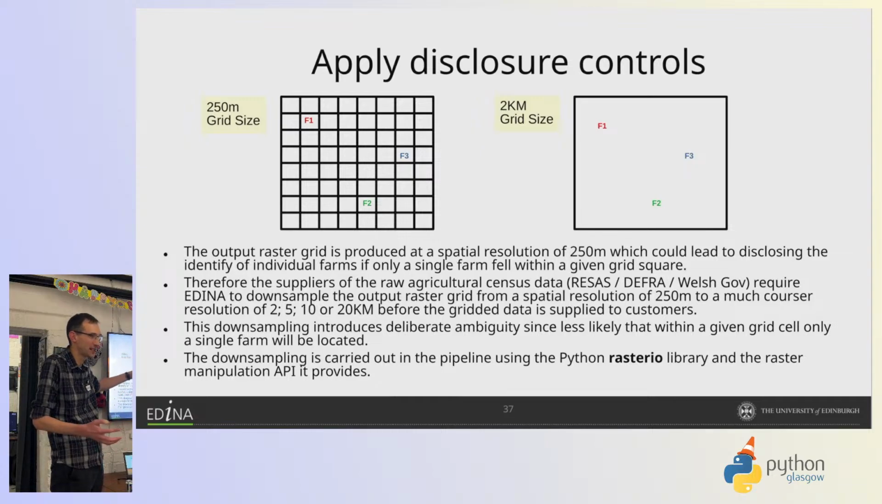So the output data provided to customers is always a lower resolution than 250 meters. It's either 2 kilometers, 5 kilometers, 10 kilometers, or 20 kilometers. So in the case here, it's more ambiguous which farm the underlying data came from. And we do that using this Python library, which does for vector data what we do for raster data.